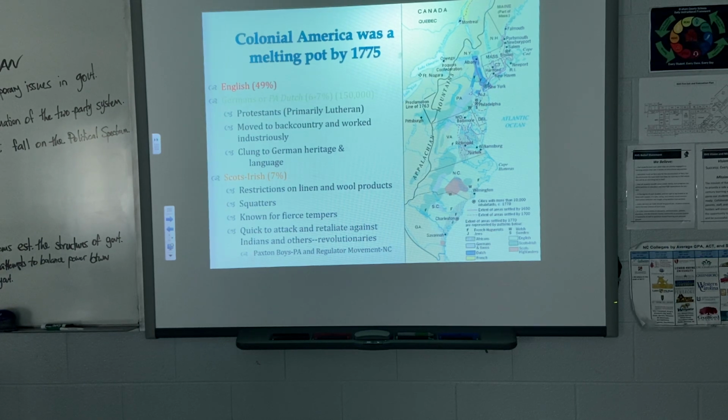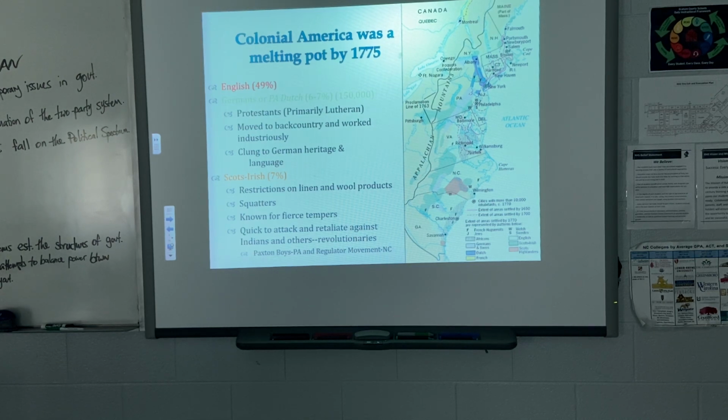That's kind of hard to see. Most were Protestant, primarily Lutheran, and were called the Pennsylvania Dutch, a corruption of Deutsch, which means German. Most would move to the backcountry, work industriously, and cling to German heritage and language. The Scotch-Irish were 7%, which would be equivalent to about 175,000 people.